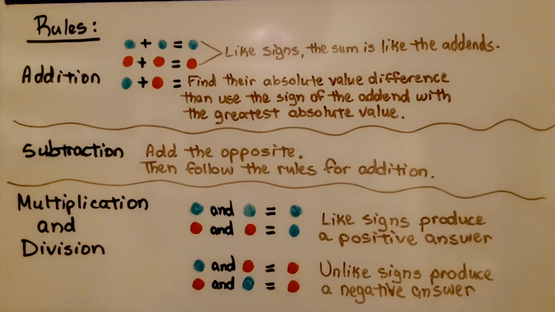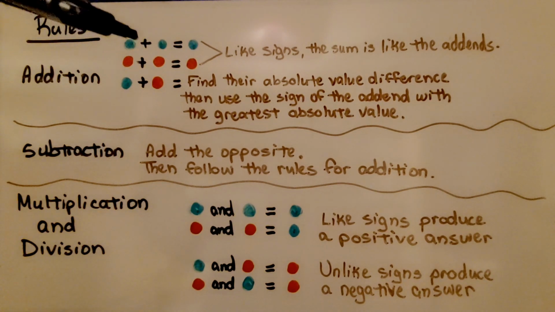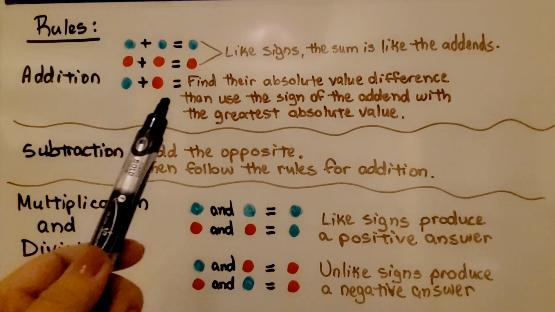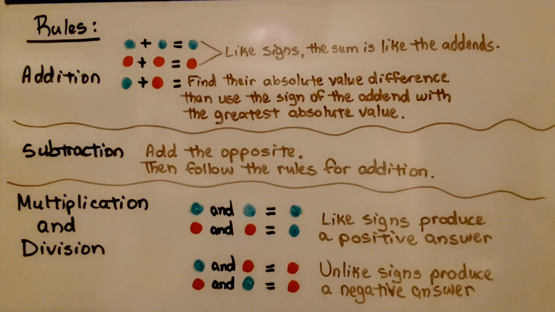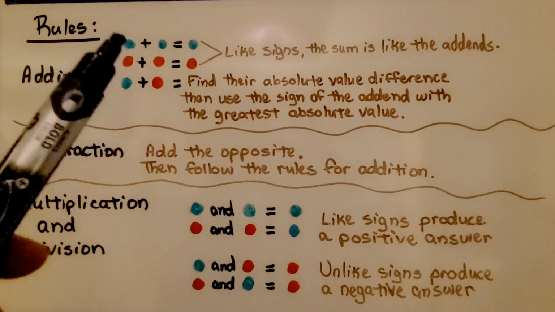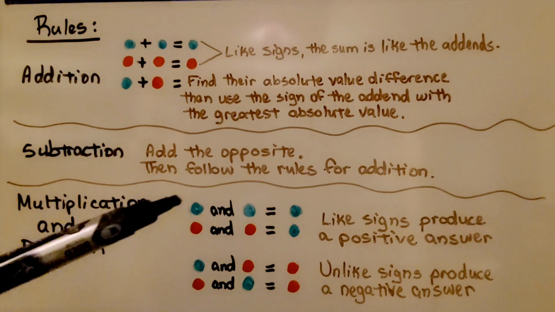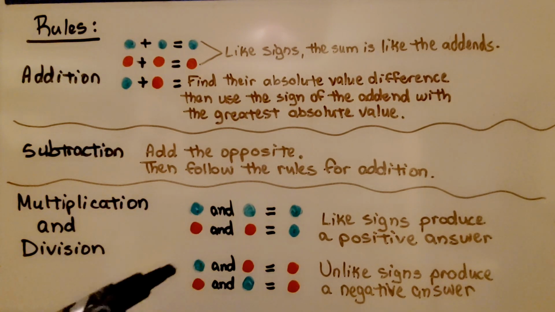So for a quick review, here are the rules. When we're doing addition and we have like signs, the sum is like the add-ins. So if they're positive, the sum will be positive. If they're negative, it's going to be negative. If we're adding unlike signs, we find their absolute value difference and use the sign of the add-in with the greatest absolute value. For subtraction, we add the opposite, then follow the rules for addition. For multiplication and division, like signs will produce a positive answer and unlike signs will produce a negative answer.